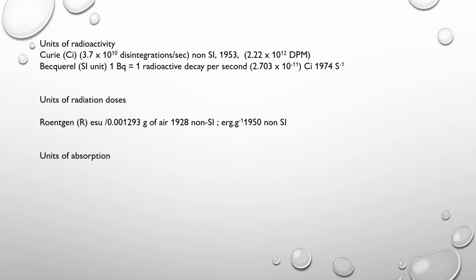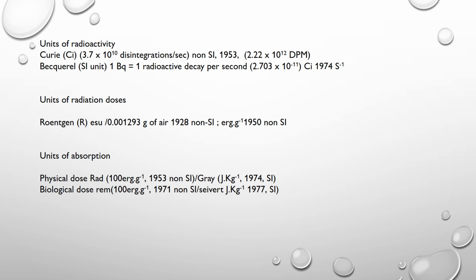The unit of radioactive dose is the Röntgen, that is ESU per 0.001293 gram of air. It was introduced in 1928. It's a non-SI unit, and ergs per gram was introduced in 1950. 1 Röntgen is equal to 1 erg per second. So this is the unit of radioactive dose, and the units of absorption for physical dose are rad and gray.